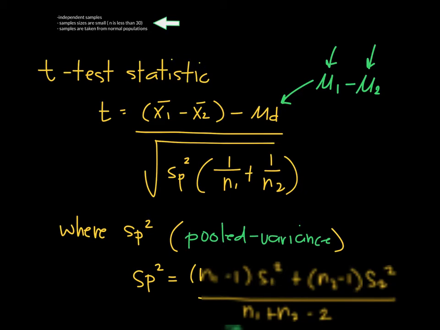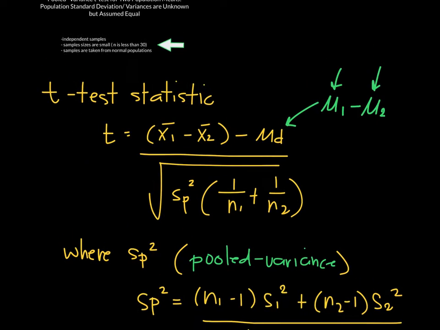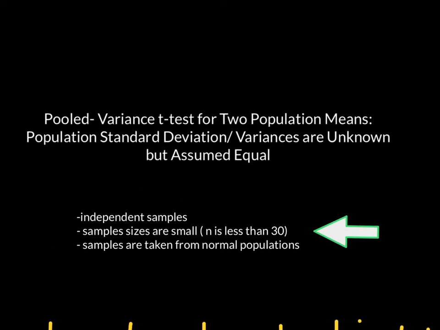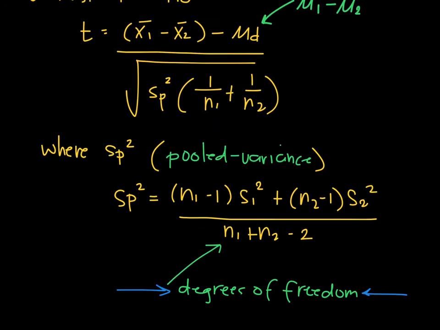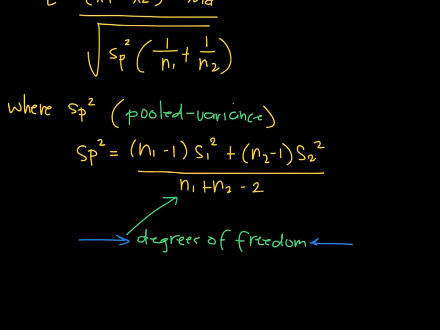On the denominator, we have the sp squared. As you can see here, sp squared is our pooled variance, pooled because we're using the same variances for the two groups. That is why in our intro, we said that we are considering two population means with unknown variances or standard deviations, but they are assumed to be the same or equal. So the value that we need for that is calculated by this formula.